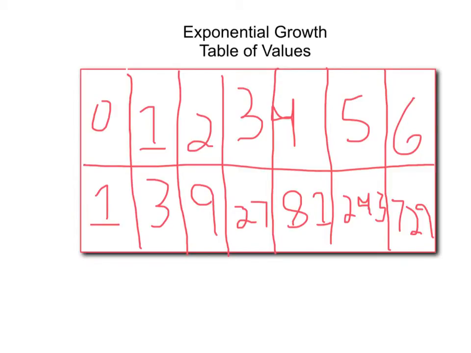So 1 times 3 equals 3. 3 times 3 equals 9, sorry. 9 times 3 equals 27. 27 times 3 equals 81. 81 times 3 equals 243. And 243 times 3 equals 729.